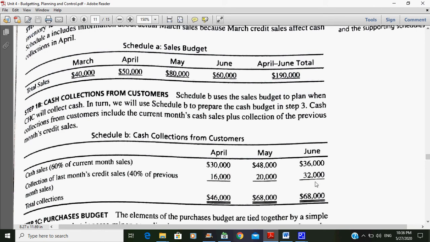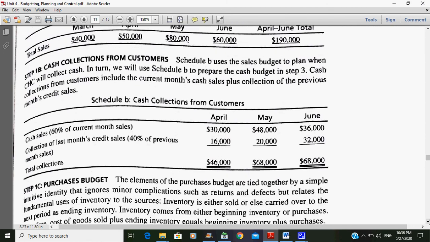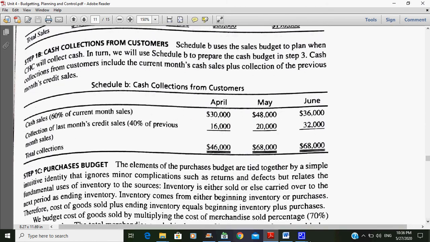For June, it would be 40% of the May amount, which gives you 32,000. Add them up together, you get the total collection, which is 46,000 for April, 68,000 for May, and 68,000 for June. So this will help you to do the cash budget in step 3 when we get there. Alright, good. Let's move on.